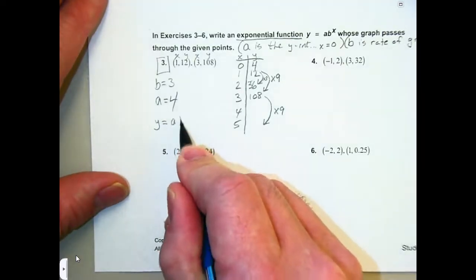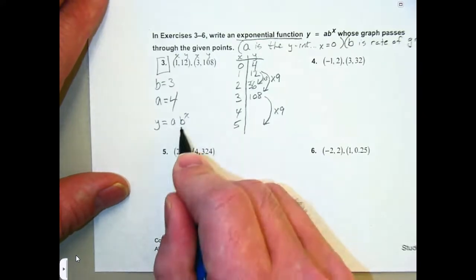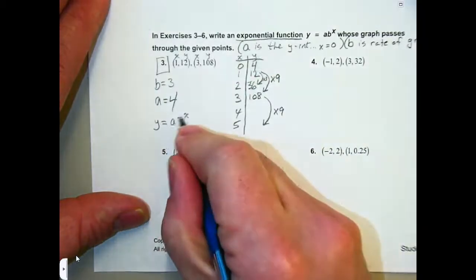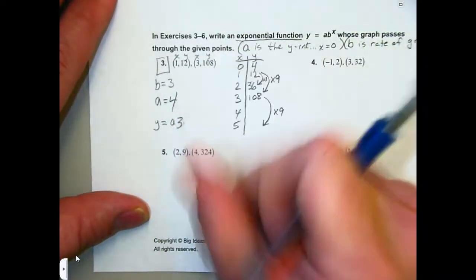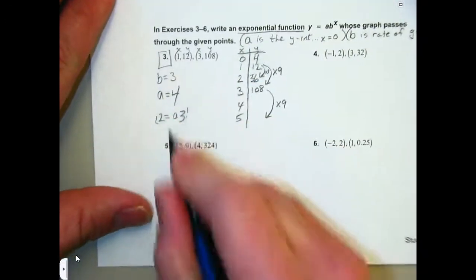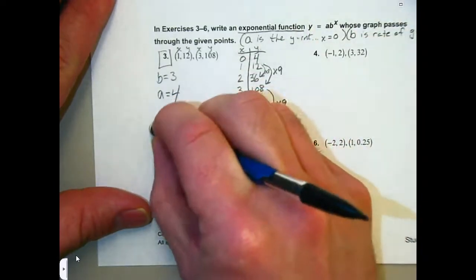If you know an XY value and you know B, you can plug all of those pieces in. Just pick one of your XYs. That's 1 and that's 12. And solve for A. That's the other way to do it.